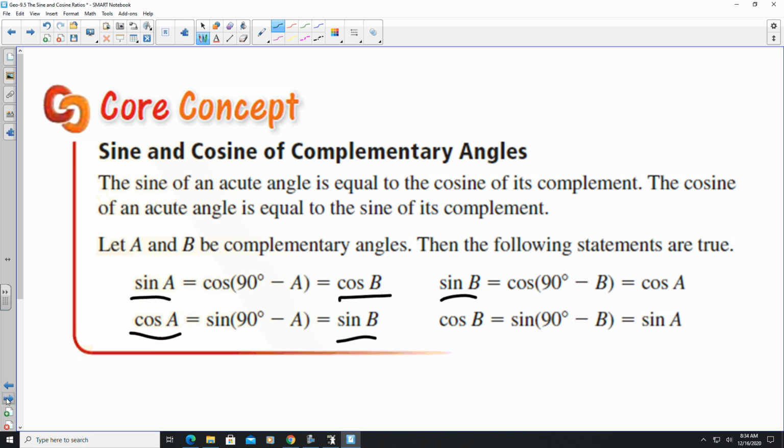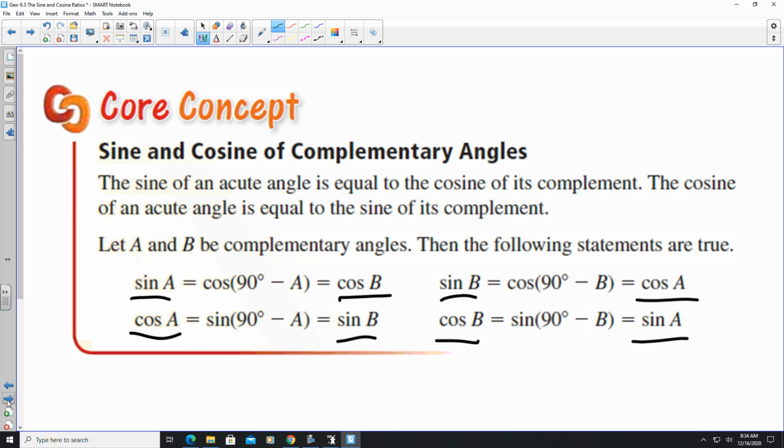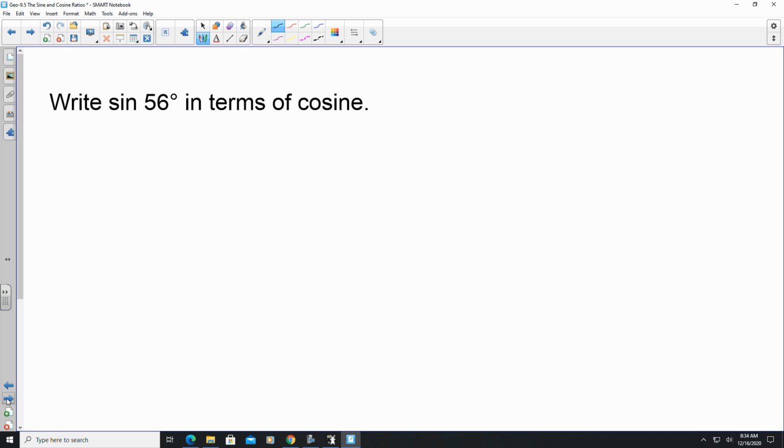And then the sine of B is the same as the cosine of A, and the cosine of B is the same as the sine of A. It's the same thing we just had here. In this case, the sine of S is equal to the cosine of R, and the sine of R is the same as the cosine of S. Basically, you can figure it out by taking 90 and subtracting whatever the angle measurement is, and then finding the other trig function. For instance, they're asking us to write sine of 56 in terms of cosine.